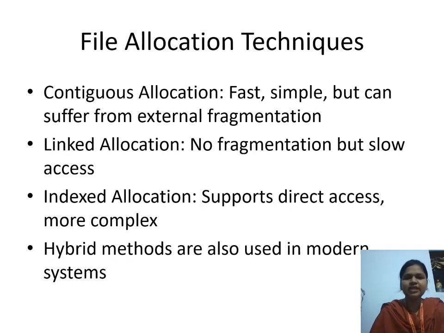File allocation techniques: continuous allocation, linked allocation, indexed allocation, and hybrid methods. Continuous allocation is fast and simple but can suffer from external fragmentation. Linked allocation has no fragmentation but slow access. Indexed allocation supports direct access but is more complex. Hybrid methods are also used in modern systems.